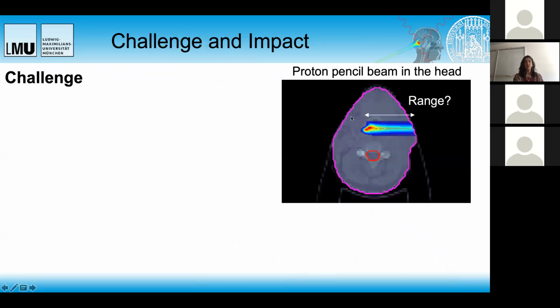So what is the challenge actually when we want to do range verification? Here you see a simple head case where one proton pencil beam is coming in from the right side. It's a bit smeared out because of the heterogeneities. And now the question is, what is the range of this proton pencil beam inside this head?